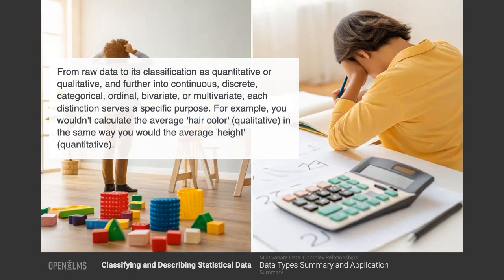From raw data to its classification as quantitative or qualitative, and further into continuous, discrete, categorical, ordinal, bivariate, or multivariate, each distinction serves a specific purpose. For example, you wouldn't calculate the average hair color, qualitative, in the same way you would the average height, quantitative.